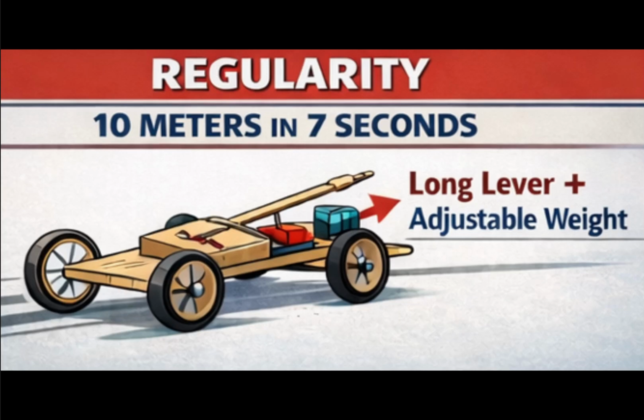In the regularity event, friction plays a different role. The objective is to make the car travel 10 meters in exactly 7 seconds. The lever must therefore be longer than the one used in the acceleration event, since the distance to be covered is greater. The goal is no longer simply to minimize friction, but rather to regulate the overall behavior of the system so that the car moves at the desired speed.